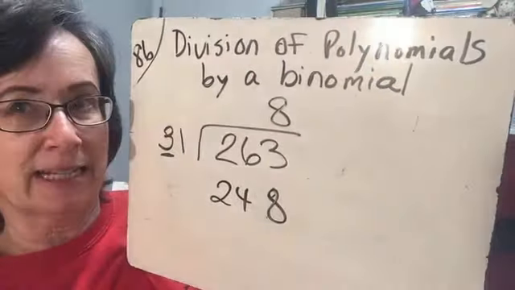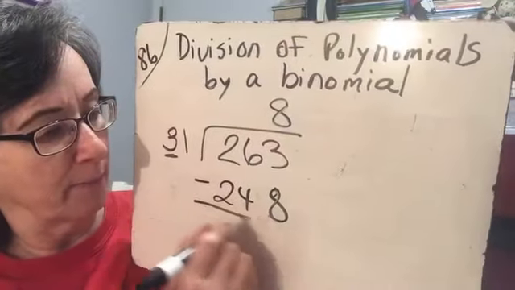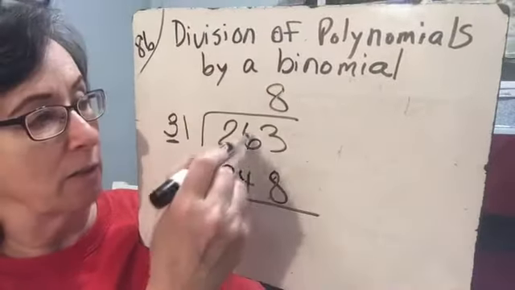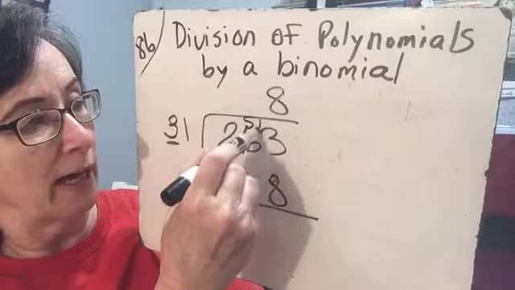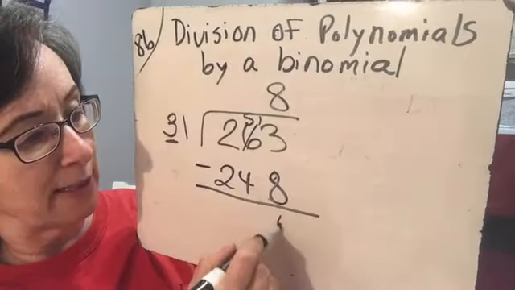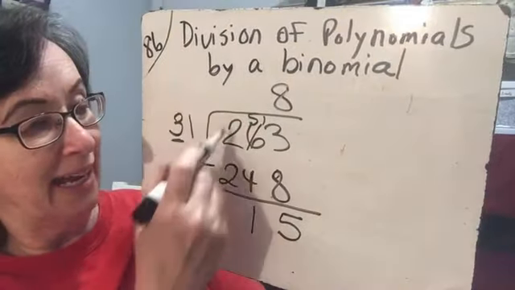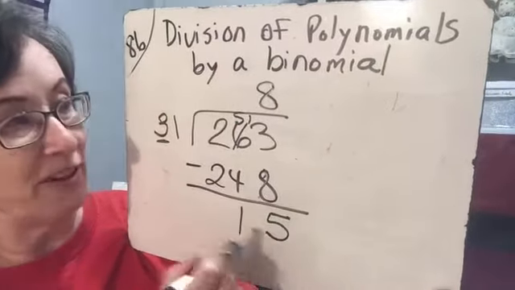Now, what's the next step? I subtract, don't I? So I subtract, and 3 minus 8 doesn't work. So I come over here and make that a 5, bring that over. 13 minus 8 is 5. 5 minus 4 is 1. And nothing over there, so 15 remainder.